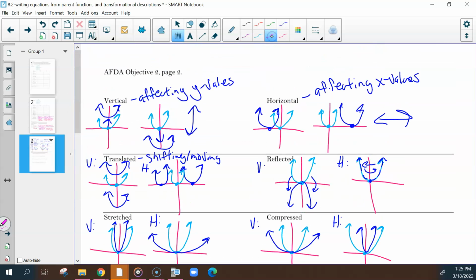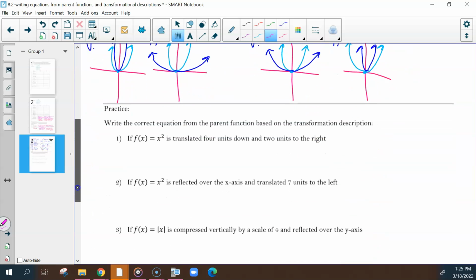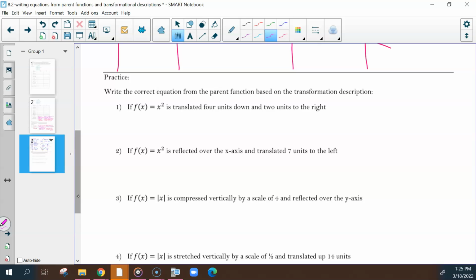I should also go back and do that. Outside, inside. Usually if we have a horizontal something, it's inside the parentheses or absolute value or inside the function. If we have a vertical something, it's outside of the function. So this would be outside, and we would be subtracting 4. 2 units to the right would be inside, and right is usually minus, so that would be minus 2.